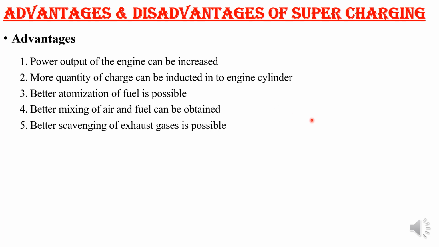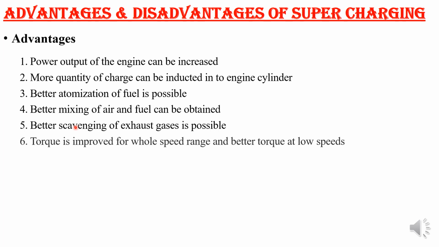While scavenging, what will happen, the pre-ignition of the fuel can be avoided. So this is another advantage. Better scavenging means pre-ignition can be avoided. Then torque can be improved for the same speed range, or better torque can be obtained at a lower speed because of the more power output or more fuel combustion.